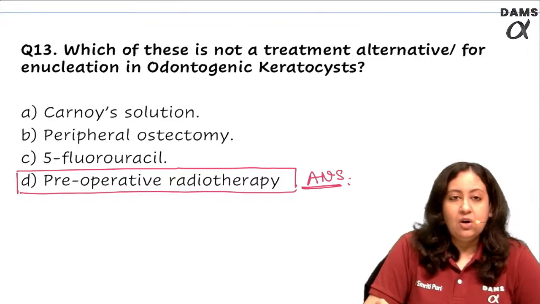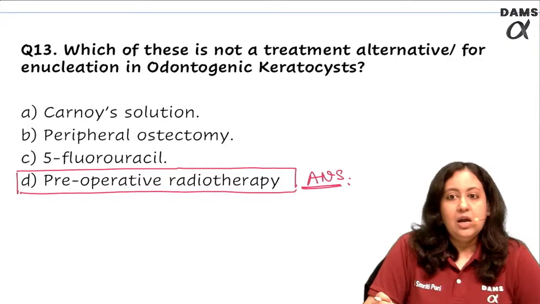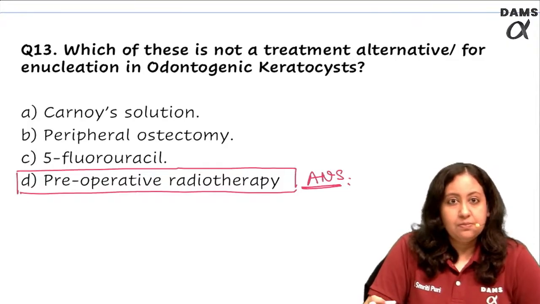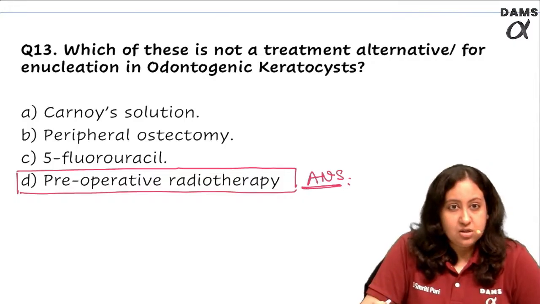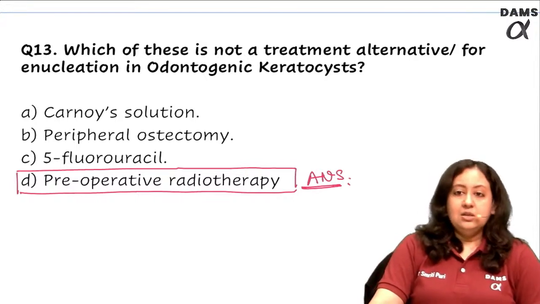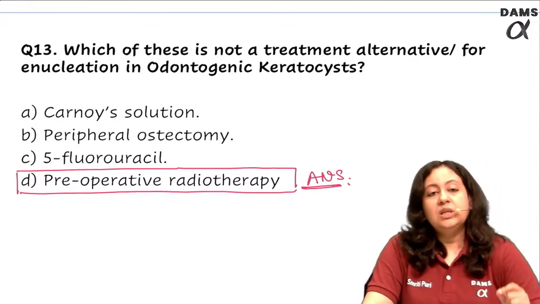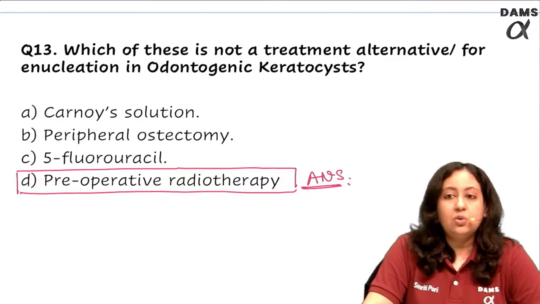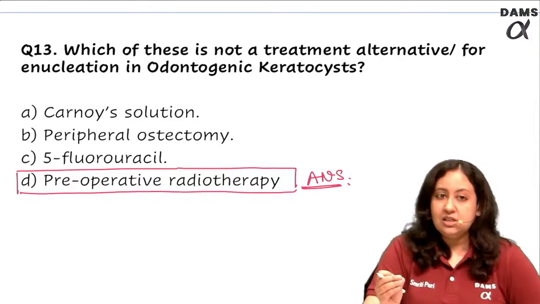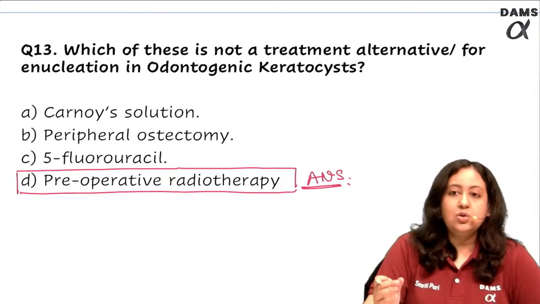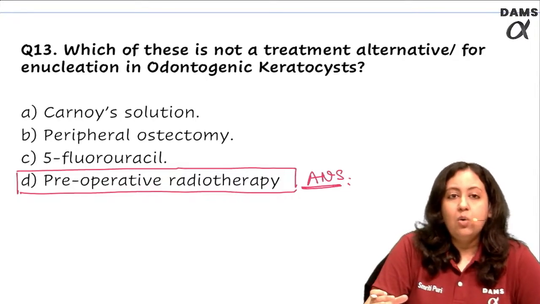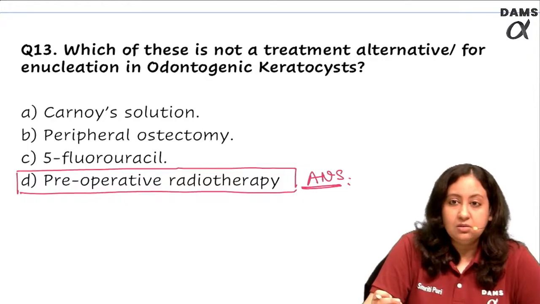5-fluorouracil. Now, 5-fluorouracil is an anti-metabolite, and it is a chemotherapeutic agent. The mechanism of action, Samriddhi, is that 5-fluorouracil works on the sonic hedgehog system. It works at the molecular level. You don't need to go into the details of the mechanism of action, I'll tell you very quickly. It works at a genetic level. So the genetic pathway of OKC, it targets that.